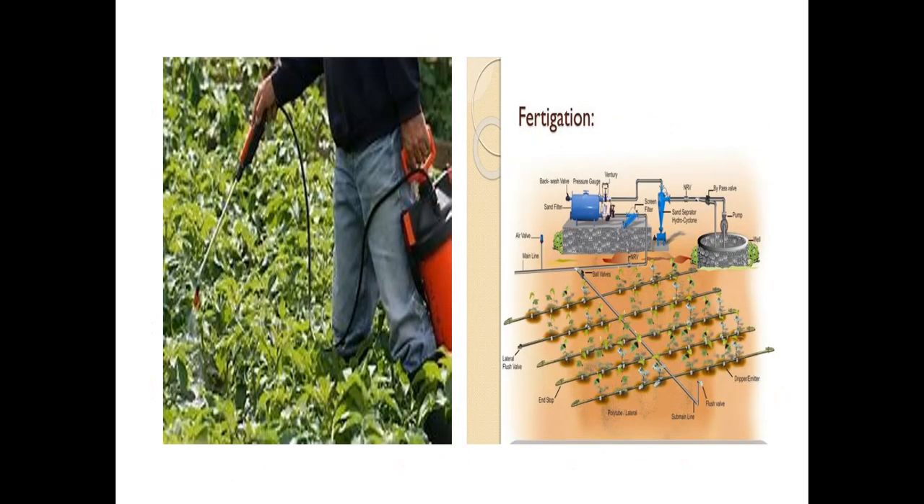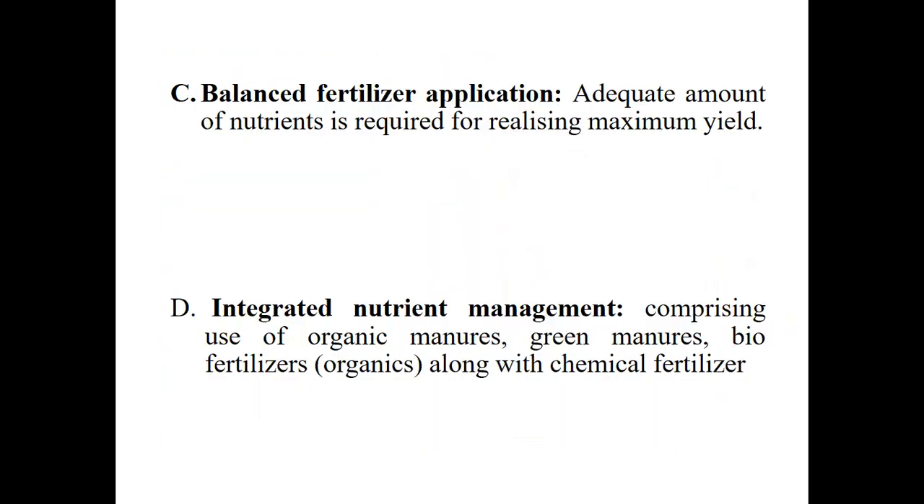Okay, here you can see this is the foliar application, spraying on the plant, and this is fertigation, where in the drip system fertilizer can be added. Okay, so the third one is balanced fertilizer application.